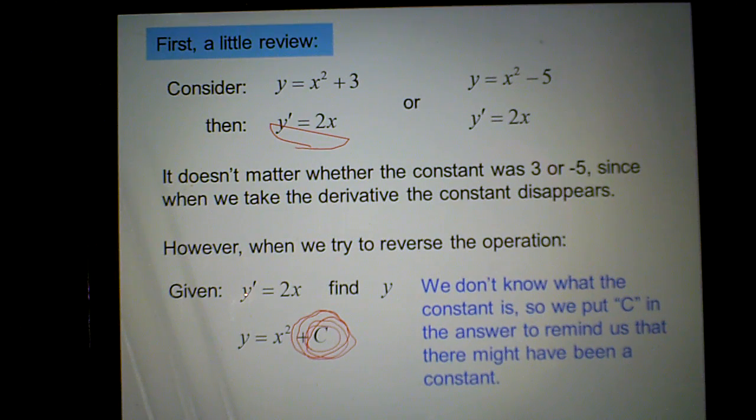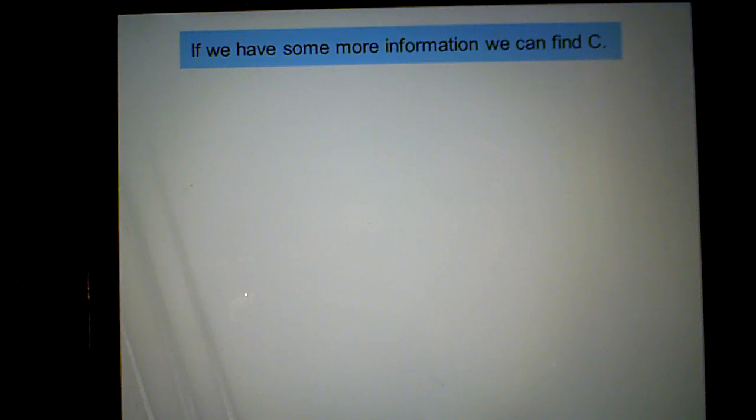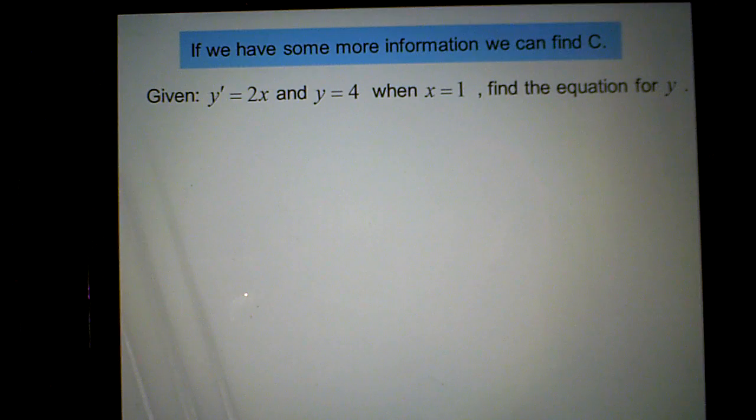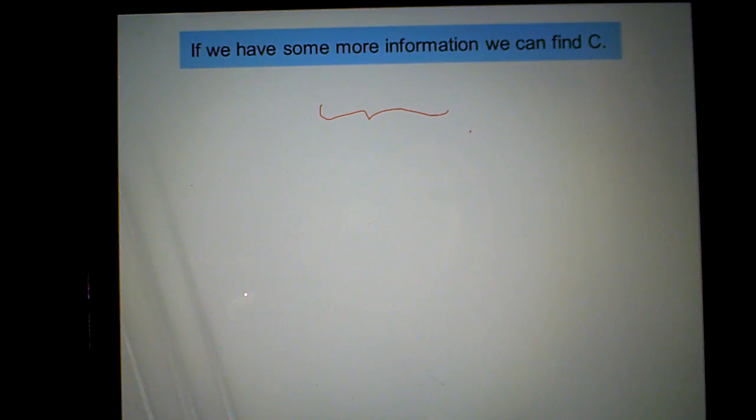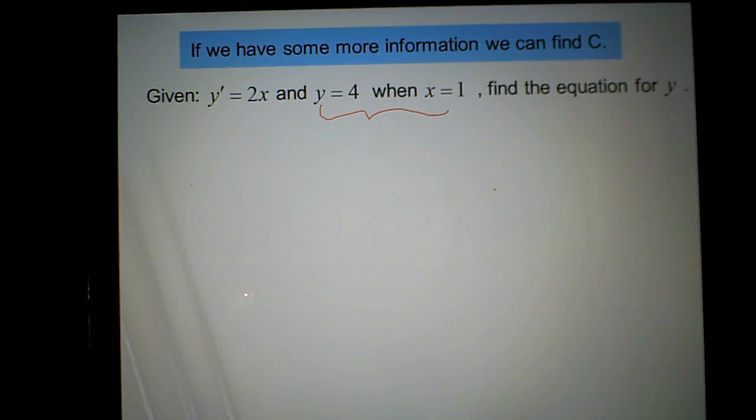Well, now, as long as I have an initial value condition, I can indeed find out what the exact function was given a derivative. So notice that this time, given the derivative and a point on the original, x comma y, and in this case 1 comma 4. A little annoying that they give you the y first, right?